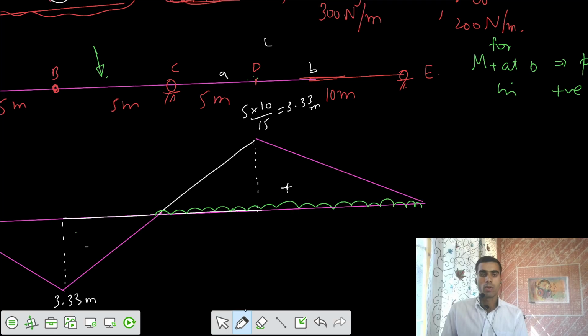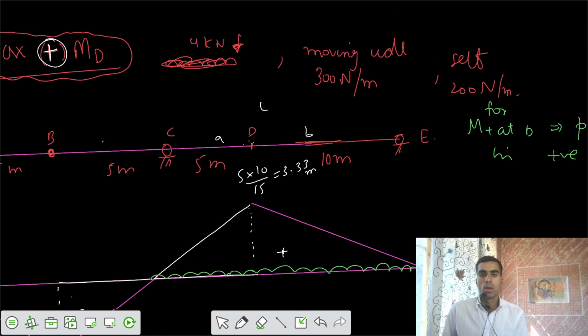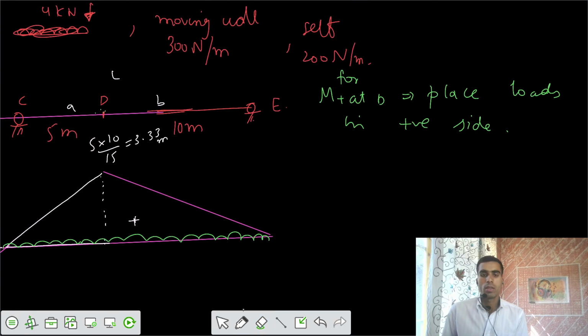That's why your negative side is there. So you have to ensure that loads are after the support C, after the point E. So this one is a moving UDL. I can have the value as 300 Newton per meter.